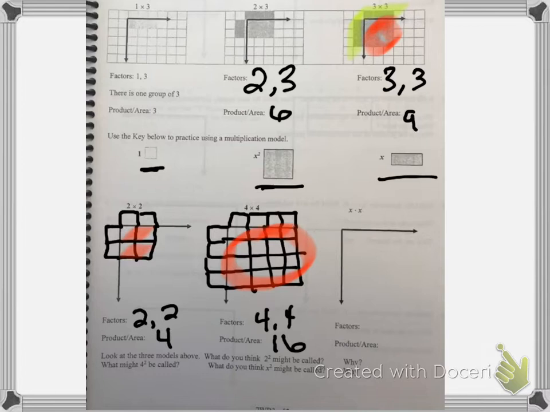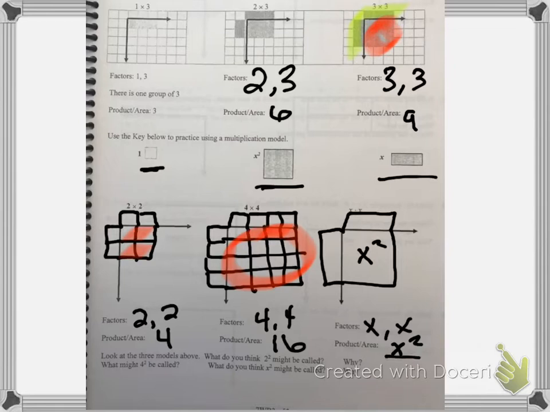So let's talk about x and x. If you remember from the chart, the x looks like this. So we have x on either side. Those are the factors, x and x. The product or the area, we finish our table. And if you remember from the model, the big square represents an x squared, because x times x changes the exponent, so it becomes an x squared.